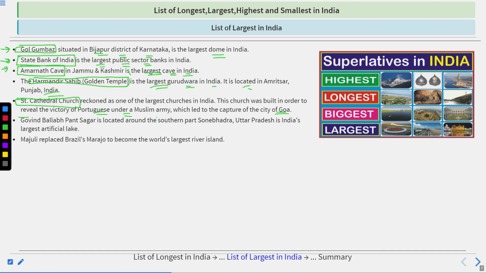Govind Vallabh Pant Sagar. Located around the southern part of Sonbhadra, Uttar Pradesh, it is India's largest artificial lake. Majuli. Majuli replaced Brazil's Marajo to become the world's largest riverine island. It lies in the river Brahmaputra in Assam.